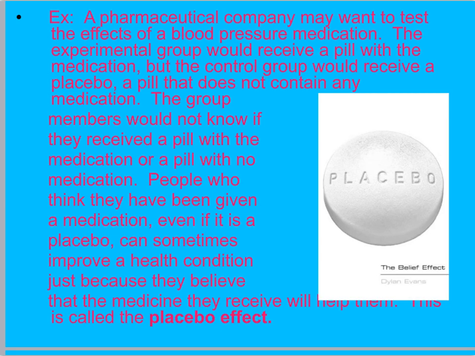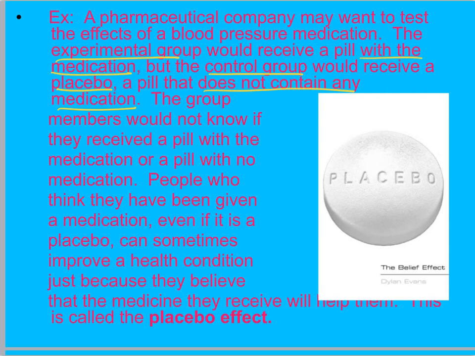So here's an example for you. This is very common for humans. A pharmaceutical company may want to test the effects of a blood pressure medication. The experimental group will receive a pill with the medication. The control group would receive a placebo, a pill that does not contain the medication. The group members will not know if they received the pill with or without the medication.